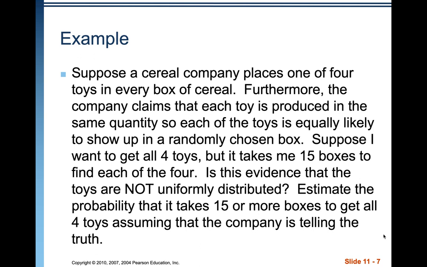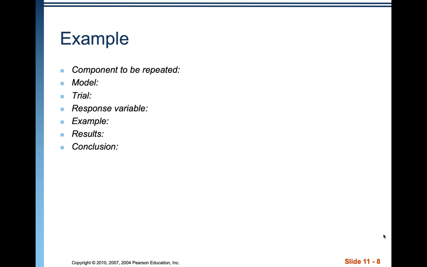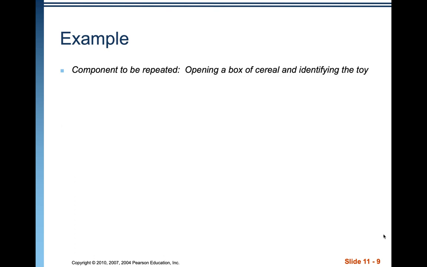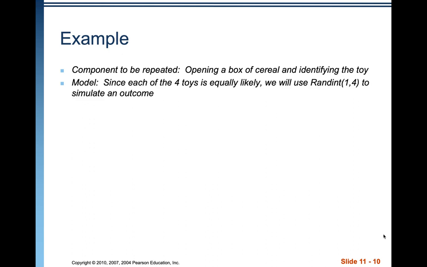Estimate the probability that it takes 15 or more boxes to get all 4 toys, assuming that the company is telling the truth. Okay, so we're going to assume that we have equally likely events, that whenever we open a box of cereal, we pull out any one of the 4 toys. All right, so our component to be repeated is opening a box of cereal and identifying the toy. That is what in real life we are trying to simulate.